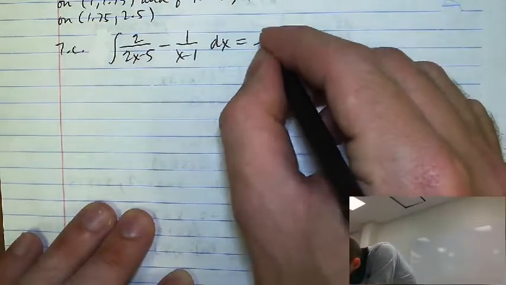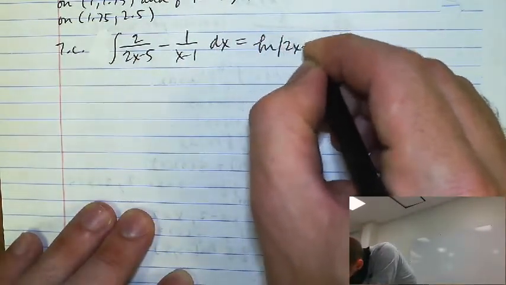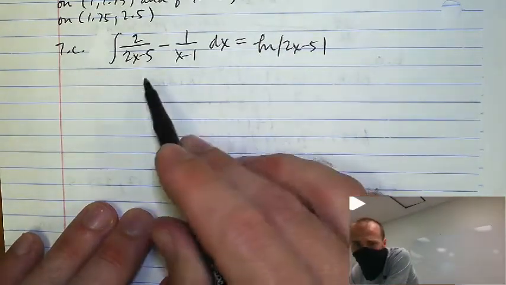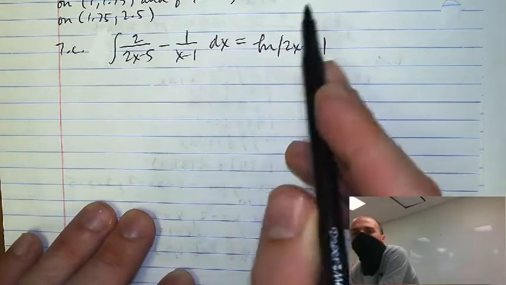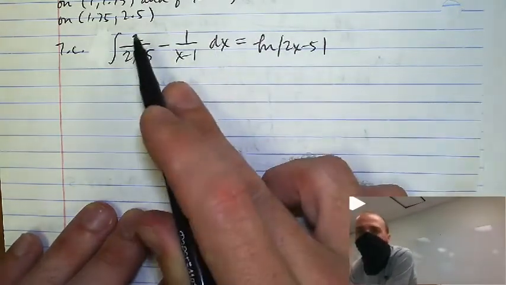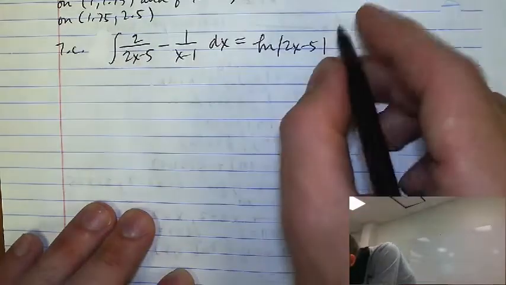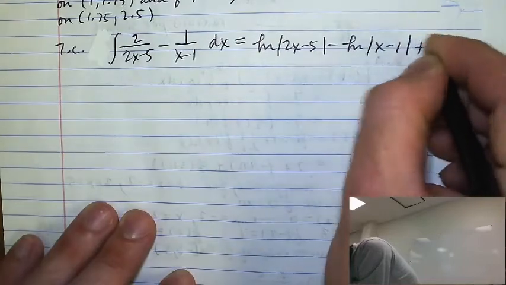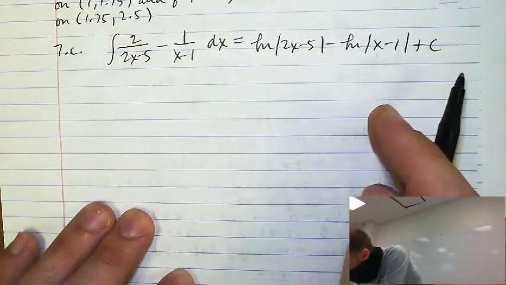Okay, so that's 1 log of the absolute value of 2x minus 5. And I need you to take a second and be like, wait, why is that 1 log? Shouldn't it be 2 logs? No, it'd be 1 log because when I take the derivative, it would be 1 over 2x minus 5 times the 2 for the chain rule. Gets me exactly what I have there. Okay, minus the log of the absolute value of x minus 1 plus c. That's going to be an antiderivative, right?